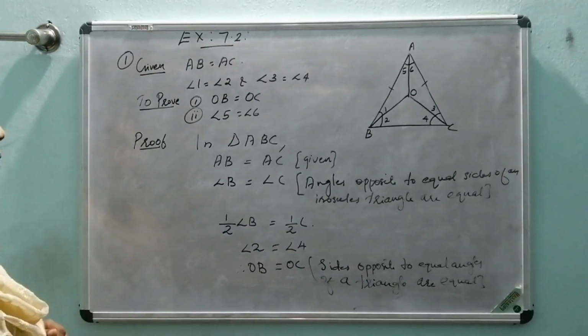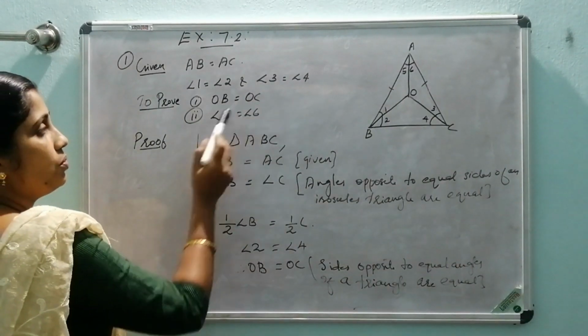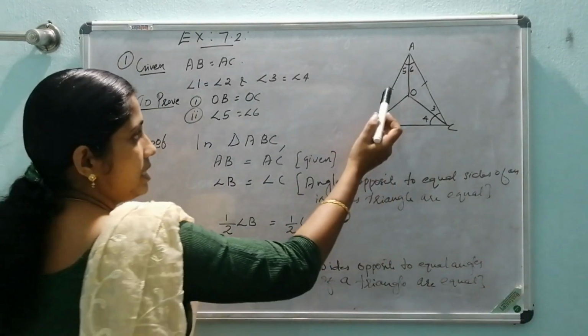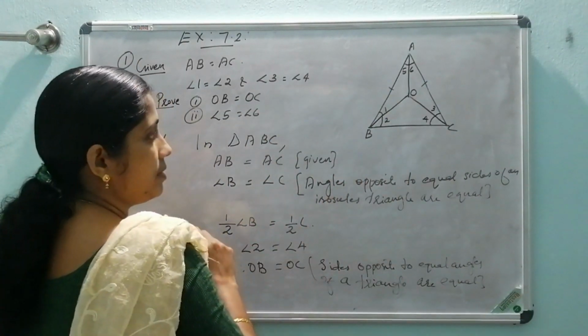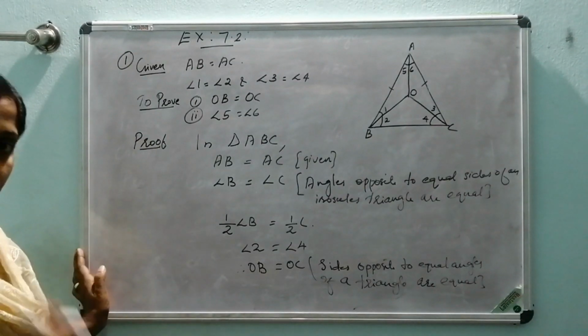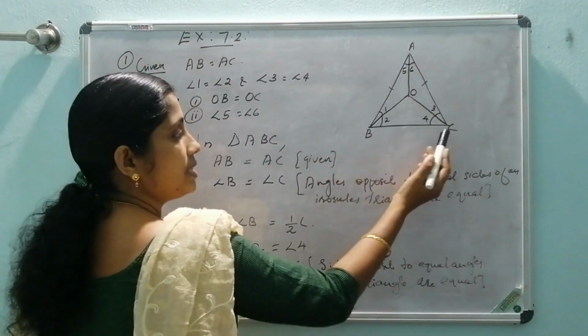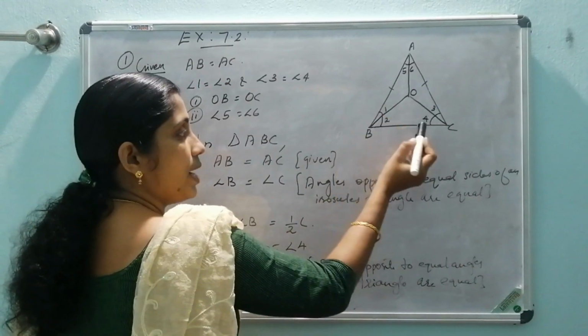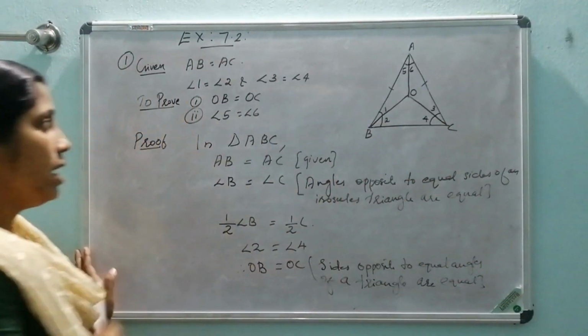Then what do you have to prove here? OB is equal to OC, and angle 5 is equal to angle 6. Here it is given AB is equal to AC. Also we know that OB and OC are the bisectors. So angle 1 is equal to angle 2, and angle 3 is equal to angle 4.